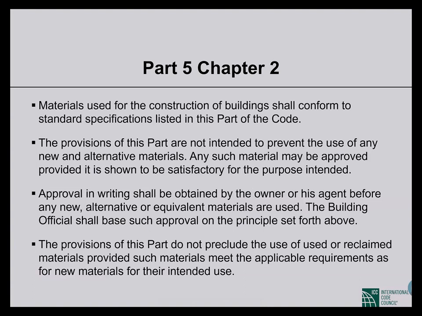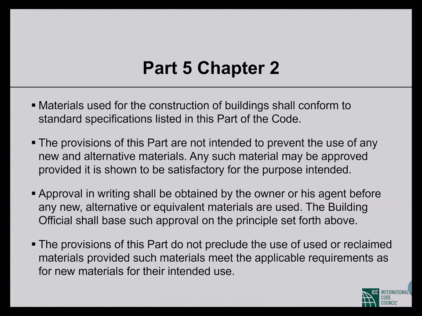Again, but that doesn't mean that this part of the building code restricts us to use anything that is not mentioned in the code. This is a very common question I hear from many engineers. So that's the second point. The code is saying the provisions of this part are not intended to prevent the use of any new and alternative materials. Any such material may be approved provided it is shown to be satisfactory for the purpose intended. So our engineers are free to use any new material, any smart material, which is not mentioned in the code, but there has to be some procedure. The engineer must show that this new material's performance is satisfactory.